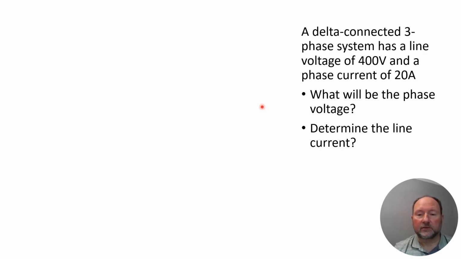So let's get into a delta question this time. A delta connected three-phase system has a line voltage of 400 volts and a phase current of 20 amps. What would be the phase voltage and determine the line current?